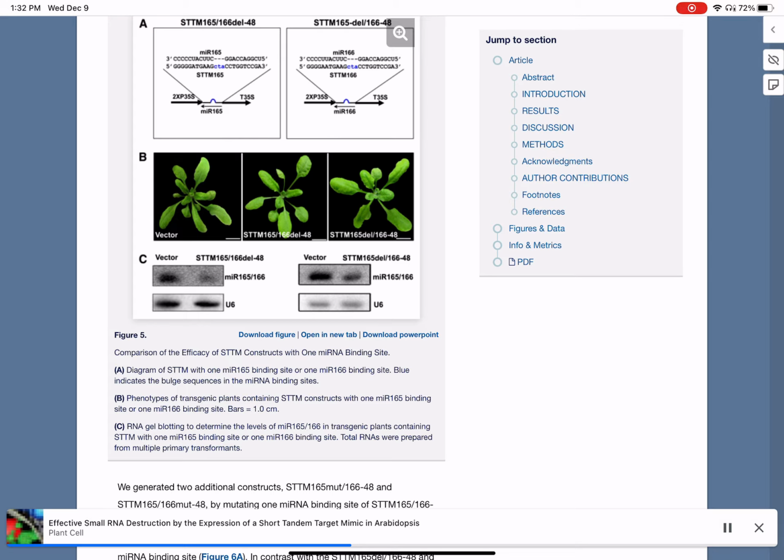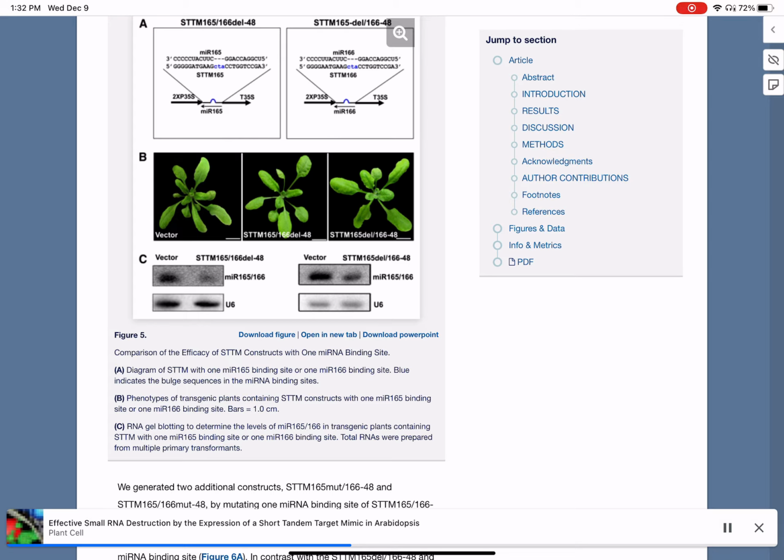A. Diagram of STTM with mutated miR-165 binding site or mutated miR-166 binding site. Orange indicates the spacer region. Blue indicates the bulge sequences in the miRNA binding sites. Red indicates mutations in the miRNA binding sites. B. Phenotypes of transgenic plants containing STTM with mutated miR-165 binding site or mutated miR-166 binding site. Bars equal 1.0 centimeters.